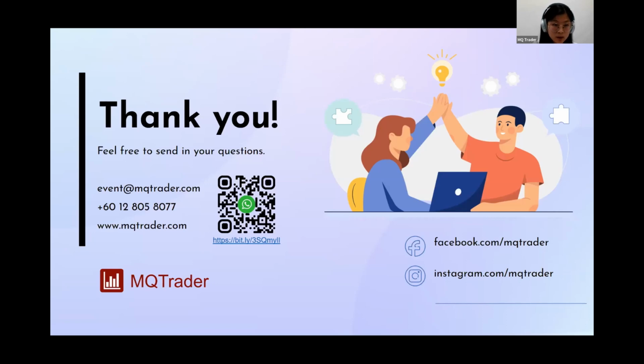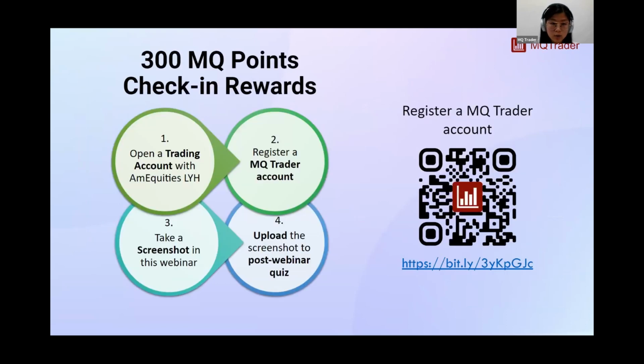A quick answer on how to get the 300 MQ points. One, you need to become our MQ Trader member. Let me just show you quickly the screen again. Open a trading account with our selected advertiser, be our MQ Trader member, and then take a screenshot of the webinar and submit it into the quiz. The points will be credited to you within 1 week after you have submitted the quiz. You can check your MQ Trader account for it. We will also send an email to inform you when we have credited the 300 MQ points.